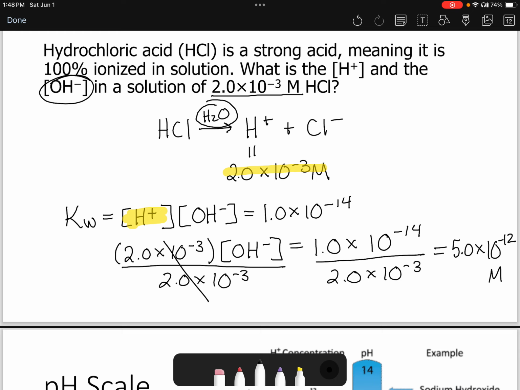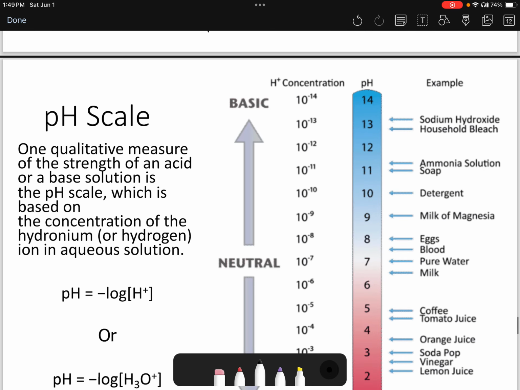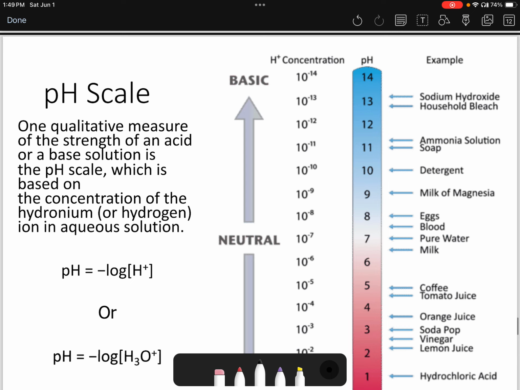All right. So in the next video, let's talk about the pH scale a little bit more. And this will be based on the ion product of water as well. So I will see you then.